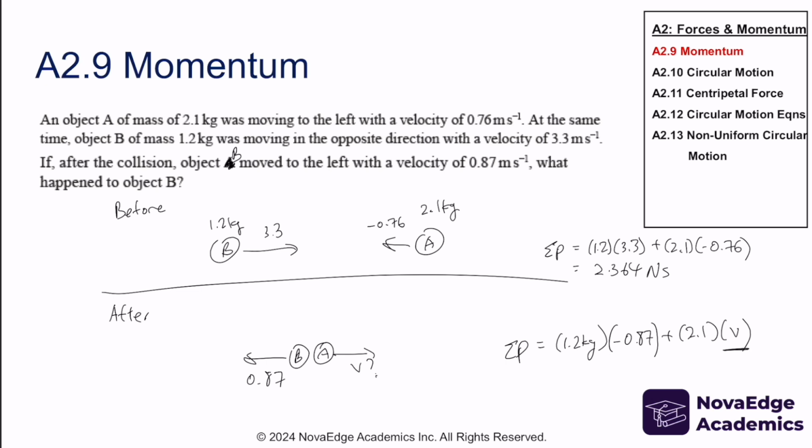So using this, I can solve it because these two values have to be equal to each other. Finally, I'm going to equate this to 2.364 and I can solve for this. So I get that velocity is equal to 1.62 meters per second. So that is the velocity of A after collision. These are the types of problems we can deal with in momentum problems.